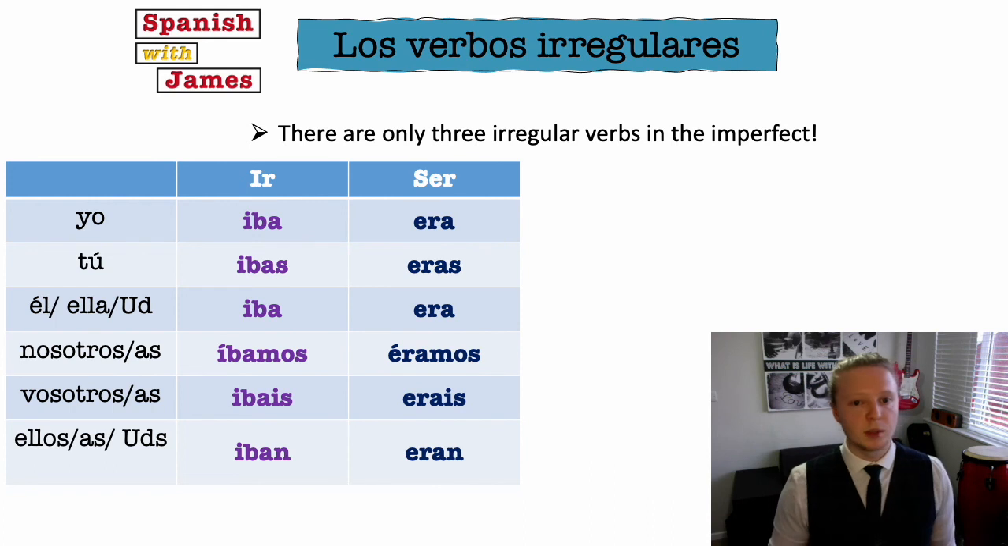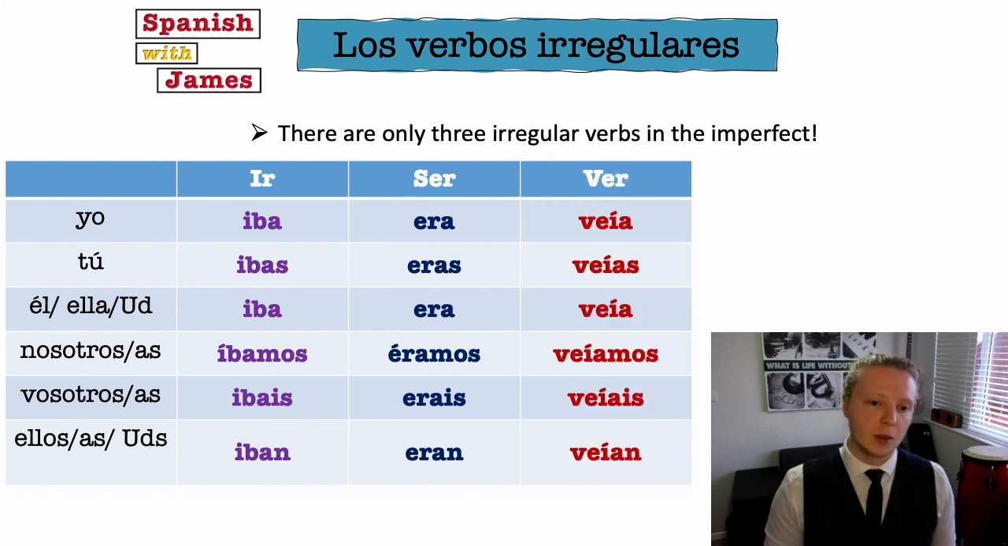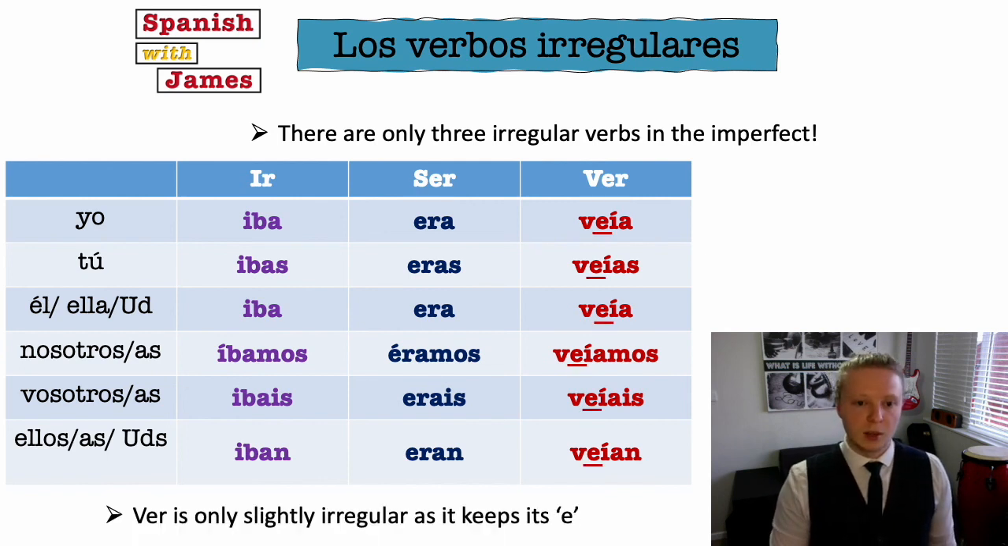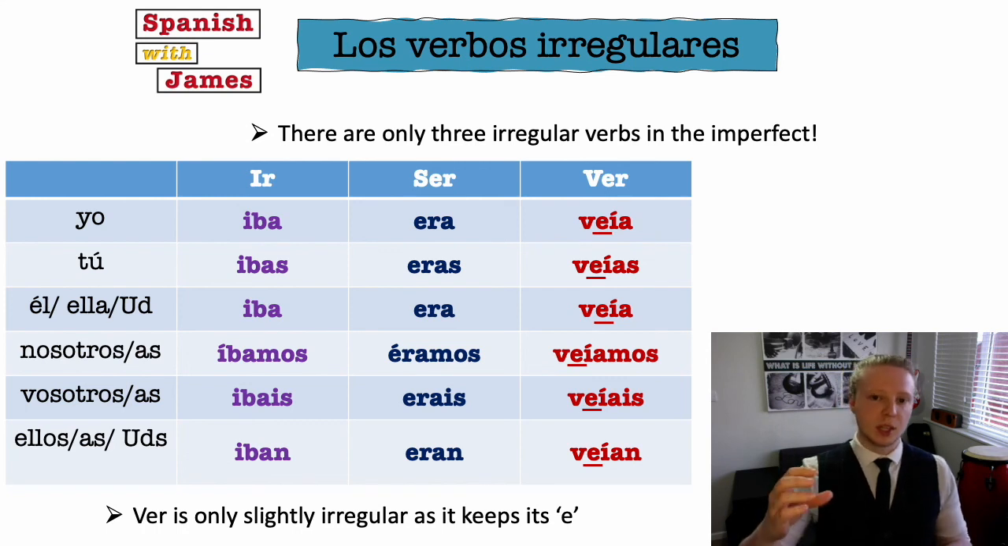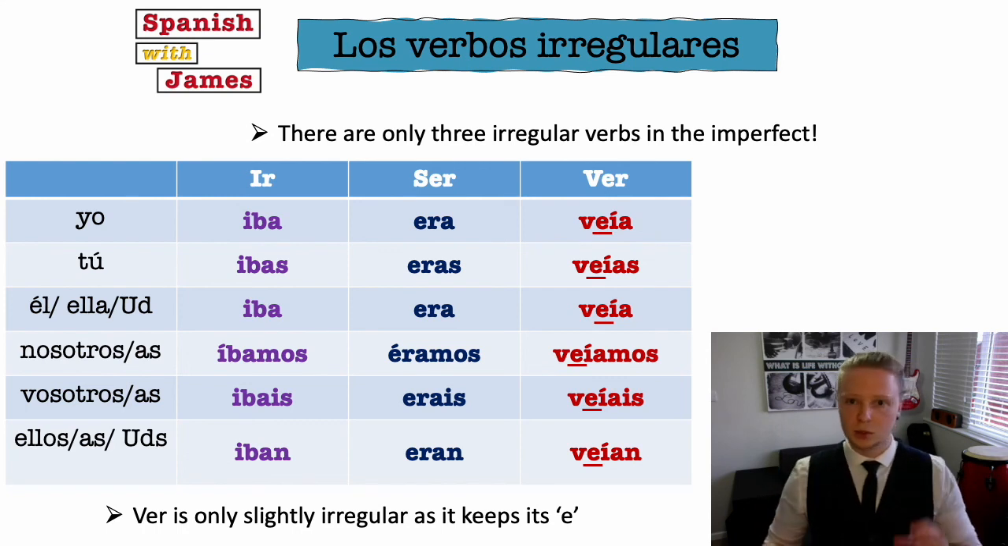The second one is the verb ser, one of the verbs to be, and we've already seen some examples of this. Cuando era joven, when I was young, you've got a, as, a, amos, ais, an. So that same pattern throughout. And the third one, which is only kind of slightly irregular, we have ver, the verb to see or to watch. And the only thing that's irregular about it is that it keeps the e. So instead of removing the er off of ver, we just remove the a.